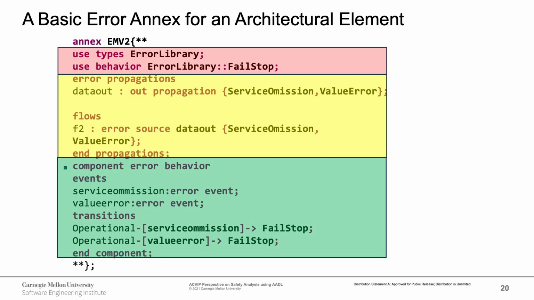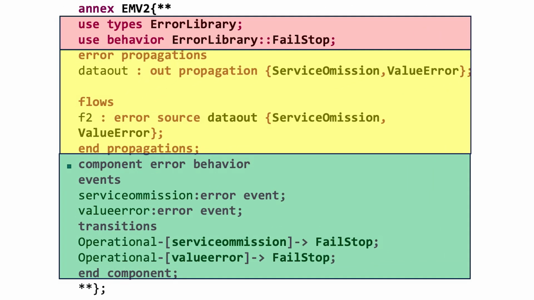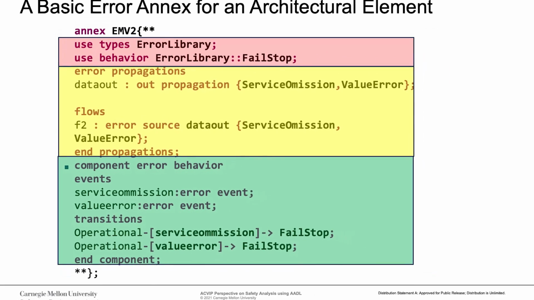The yellow section shows propagation, what leaves the component. Inports and outports allow data to flow through them. For example, value and service emission errors are propagated through data out outport. Since the component can produce an error, flow F2 is designated as a source of service emission and value error for this component, and will later help to pass the error information to the appropriate part of the system.